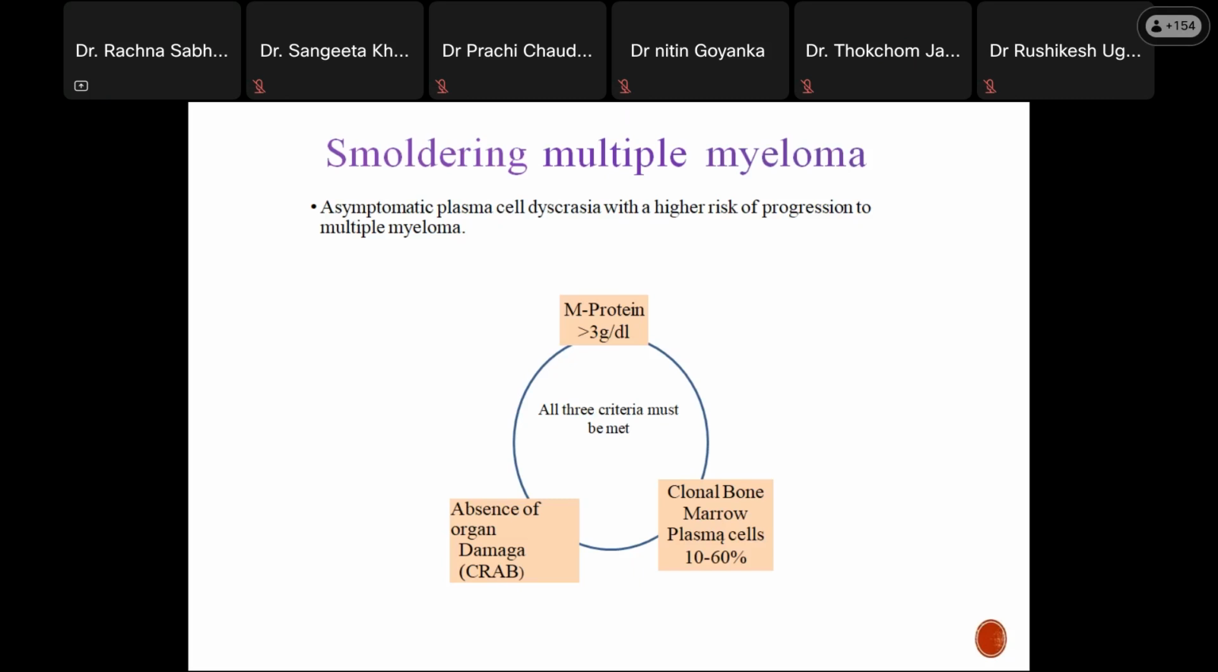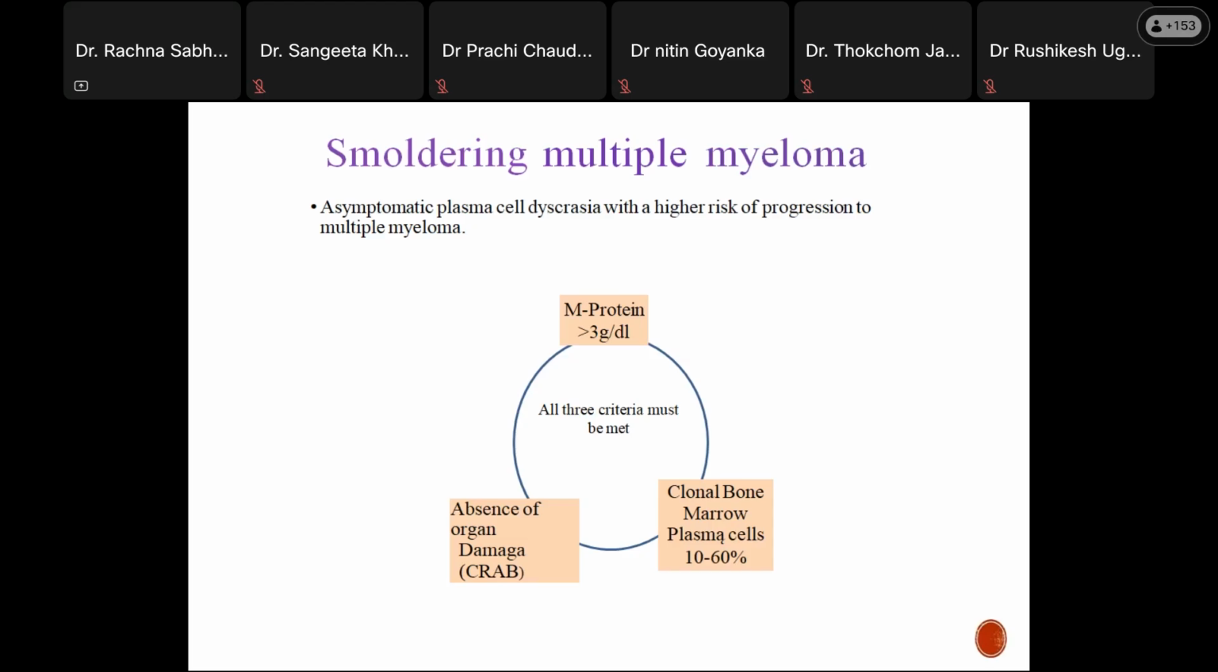Then the CRAB criteria is absent in this condition also, but the clonal bone marrow criteria is that abnormal bone marrow plasma cells are in between MGUS and multiple myeloma. So they are between 10 to 60%. In MGUS, it is less than 10%. In multiple myeloma, it is more than 60%, but here it is borderline in between these two.